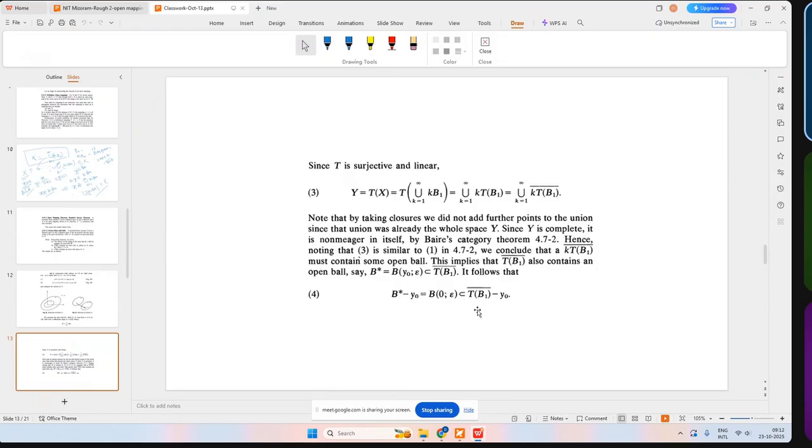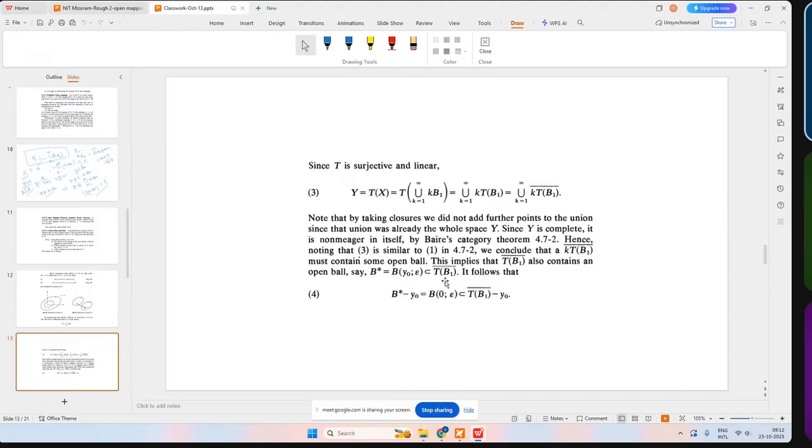So it follows that B star is the ball. I don't know what the radius is, so call it epsilon. It's a ball of radius epsilon. The only thing to note is that this ball may not have its center at 0. It may have its center somewhere else, so call that center y naught. If the ball is there, call it B star equal to B star y.